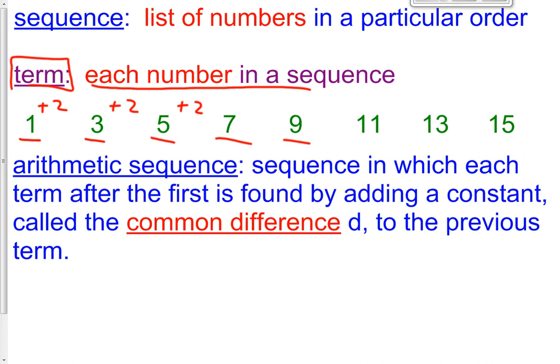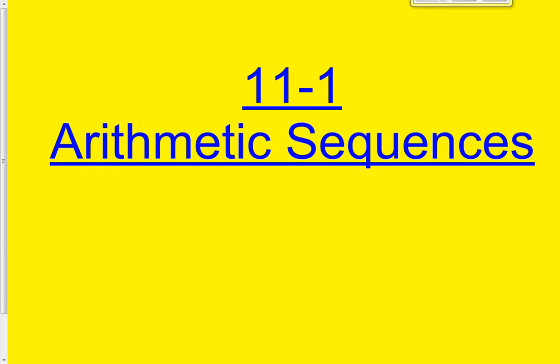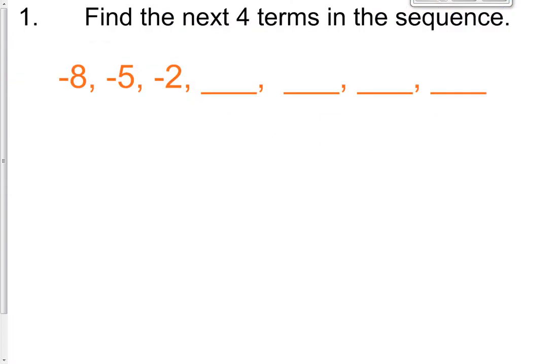An arithmetic sequence is a sequence in which each term after the first is found by adding a constant called the common difference to the previous term. So this is a sequence because there's a particular order, and not only is it a sequence, but it's an arithmetic sequence because we're adding to get from one term to the next. So when you think arithmetic, think add. When you think arithmetic sequence, think add to get from one term to the next.